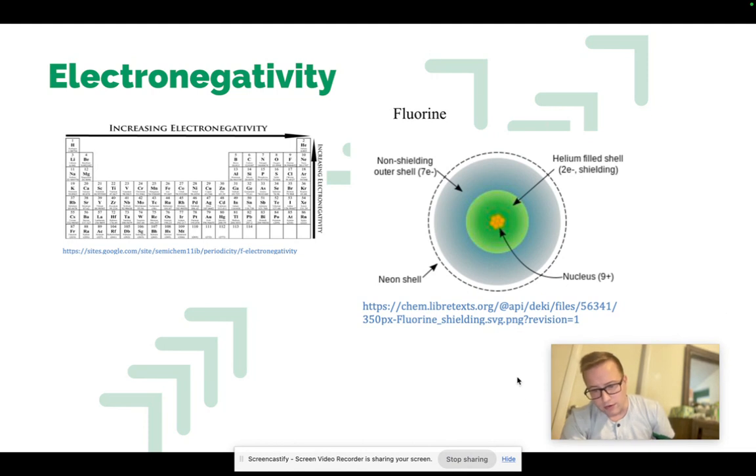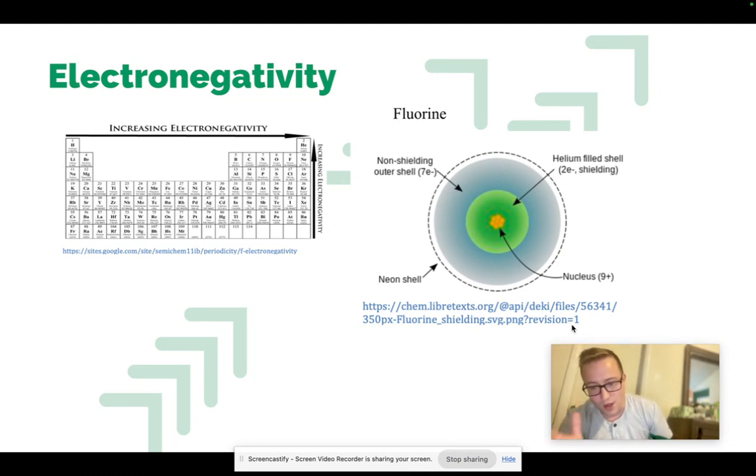Fluorine is the most electronegative. Here is neon's potential shell. Fluorine is right next to neon. This is the non-shielding outer shell. This is the helium-filled shell inside. You can see that it is so close to being neon.